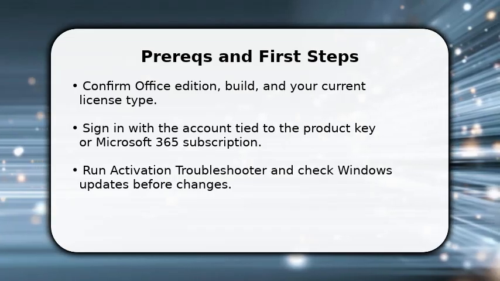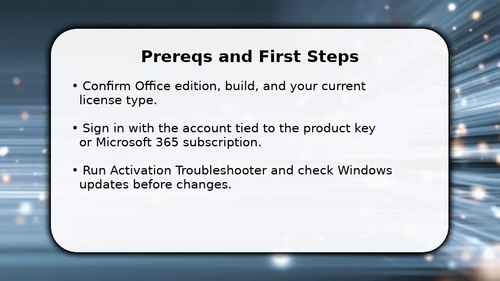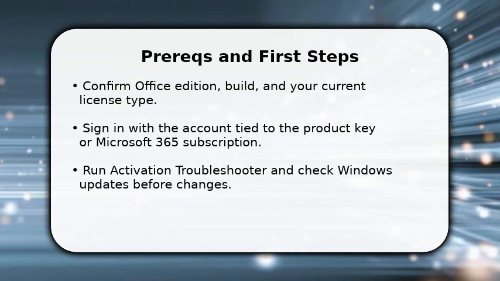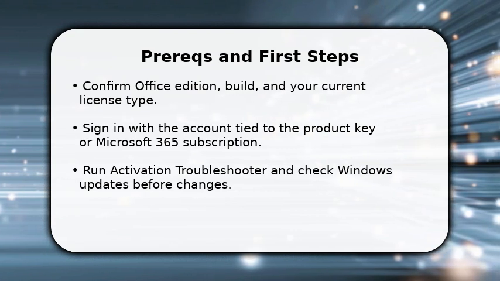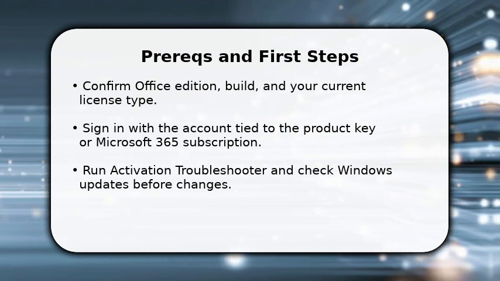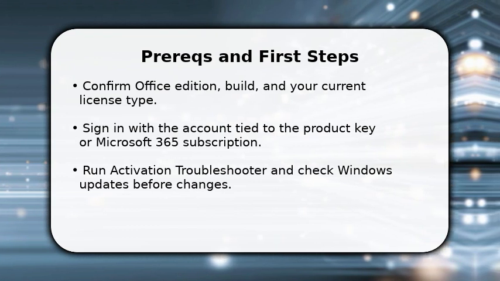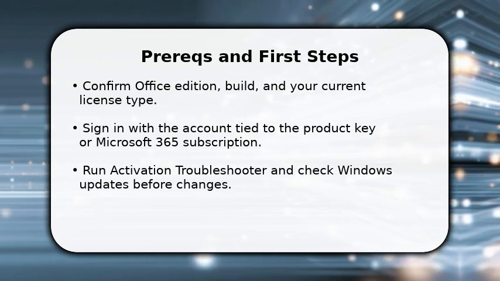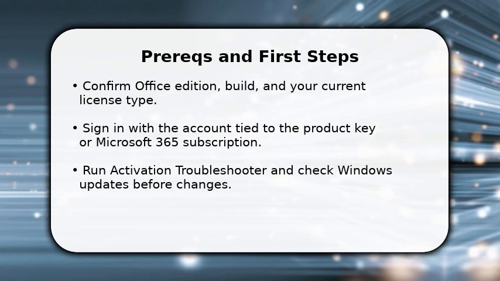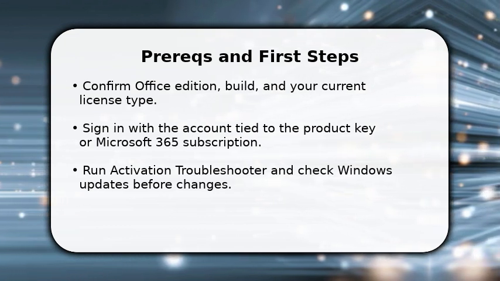You start by verifying edition and license so you avoid mismatched keys. Sign into the exact account that purchased or holds the subscription. This links entitlement automatically. Once signed in, run the Office Activation Troubleshooter from Settings or Control Panel. This resolves many token issues quickly.